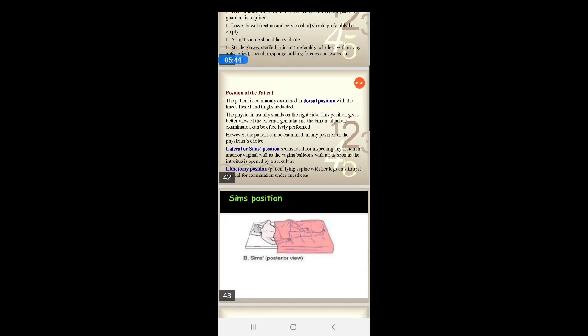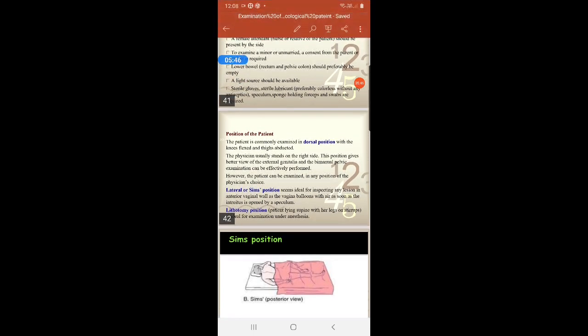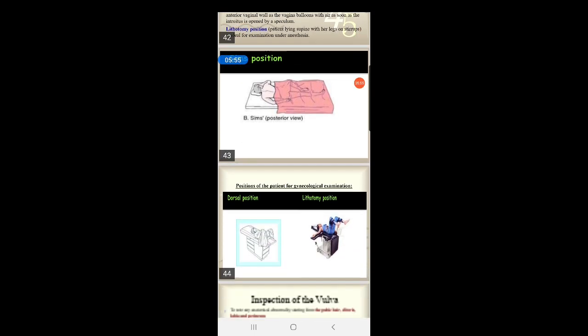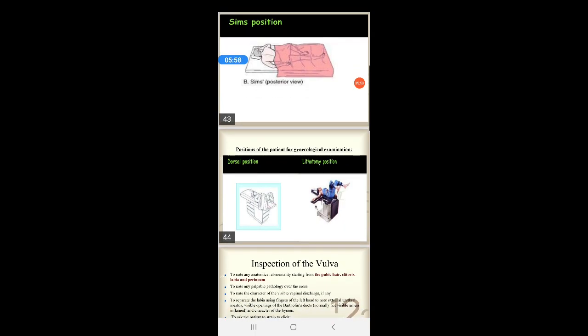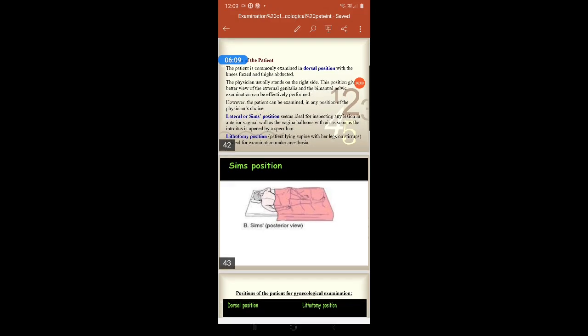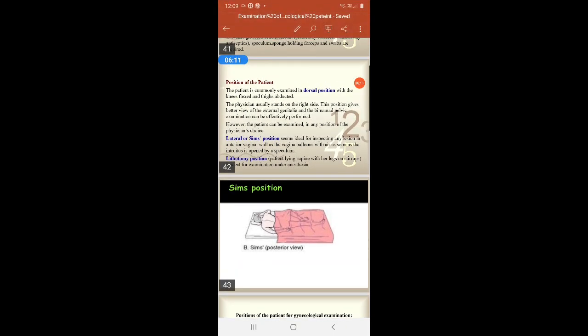The next point comes: the position of the patient. The patient is commonly examined in the dorsal position with the knees flexed and the thighs abducted. See, this is the dorsal position with the knees flexed and her thighs abducted. The physician usually stands on the right side. So a physician or a gynecologist should stand on the right side of a patient. This position gives a better view of the external genitalia, and the bimanual pelvic examination can be effectively performed.